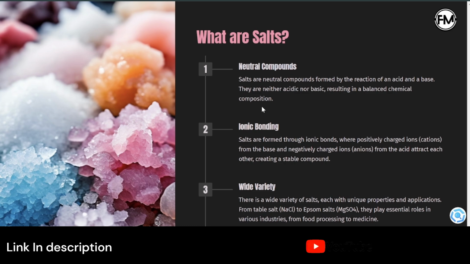So let's talk about the ionic bonding of them. How will the ions bond? Salts are formed through ionic bonds, where positively charged ions, that is cations, from the bases and negatively charged ions, known as anions, from the acid attract each other, and they will create a stable compound.